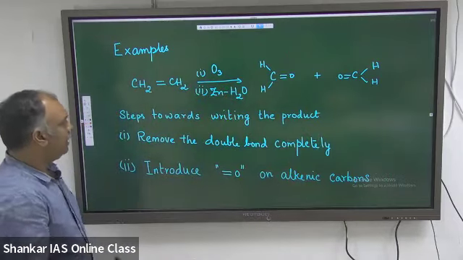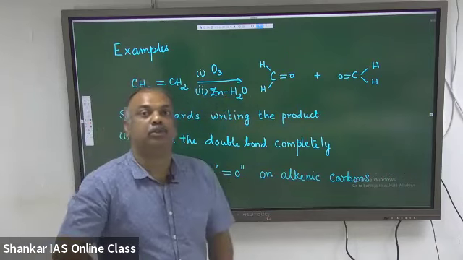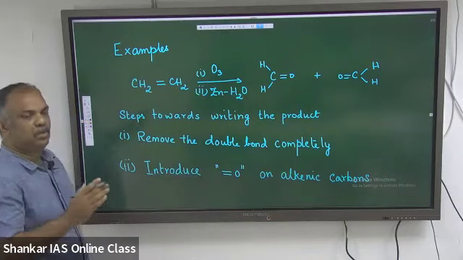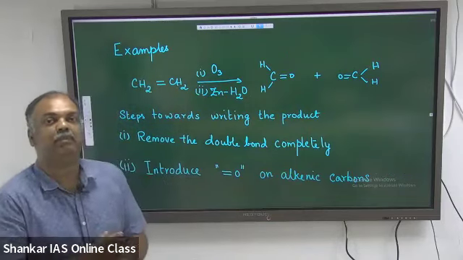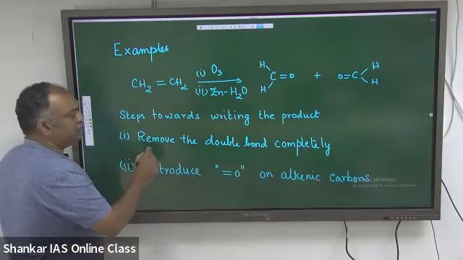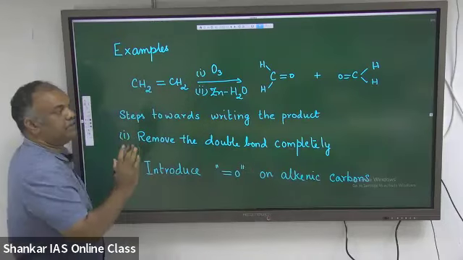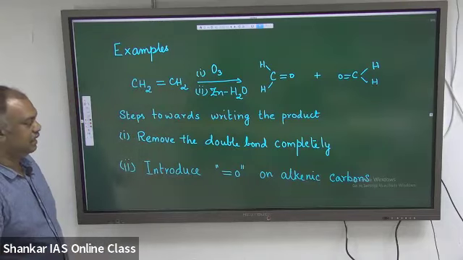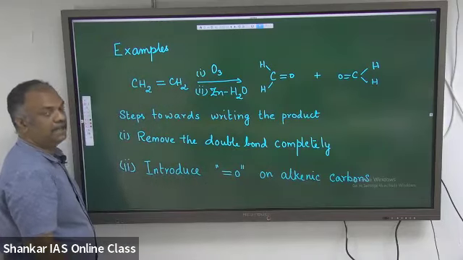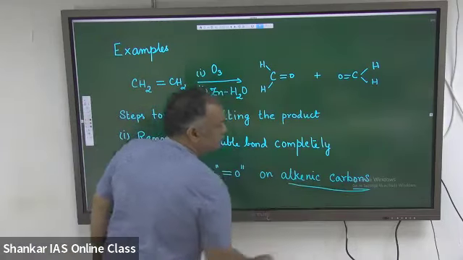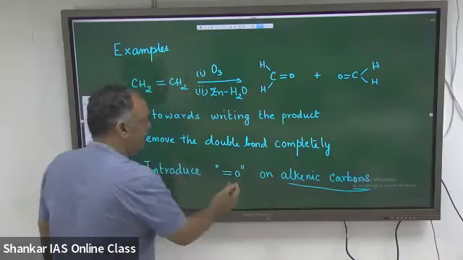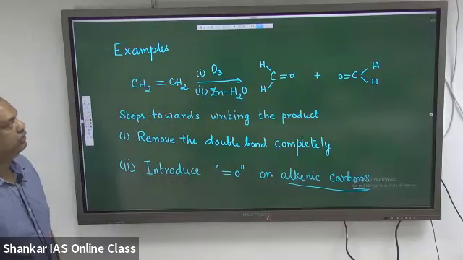I will tell you certain steps that can be used to identify the product. What are the steps? In reductive ozonolysis, the alkene double bond is completely cleaved. So remove the double bond completely from the substrate, then you write a structure like that. Then in step 2, introduce a doubly bonded oxygen atom onto the alkene carbons, the carbons that were previously part of the double bond. On that carbon, you have to introduce double bond O. I will show you an example.